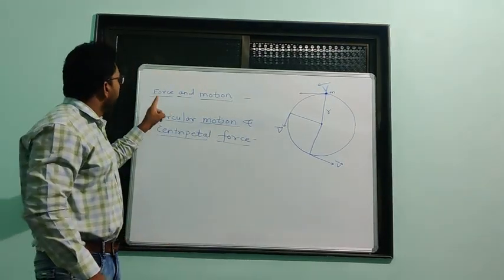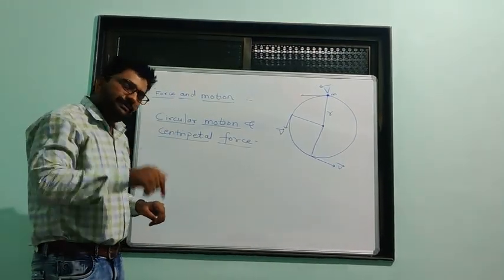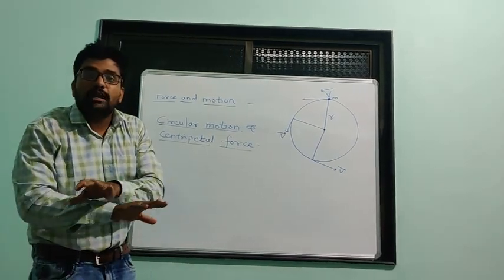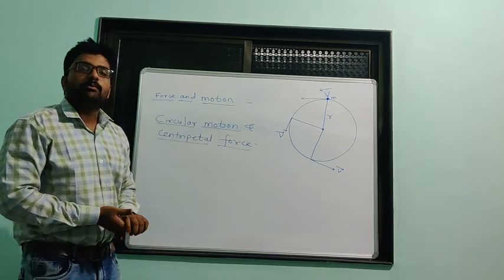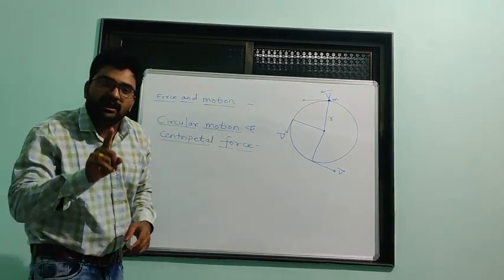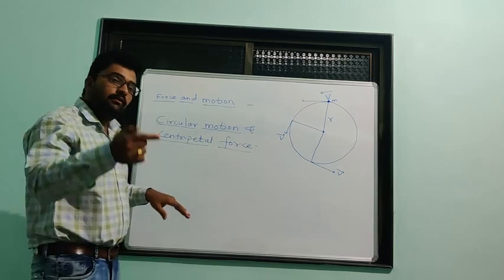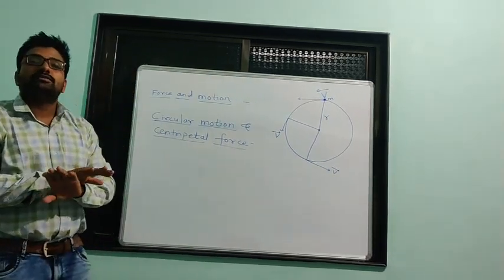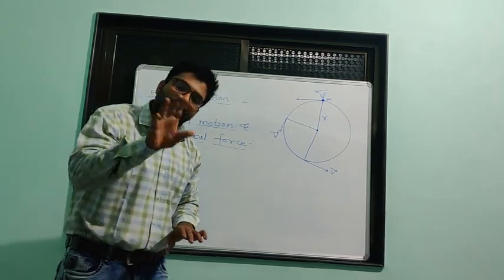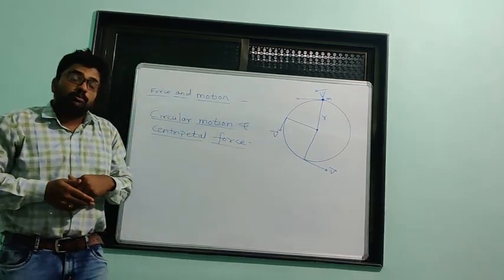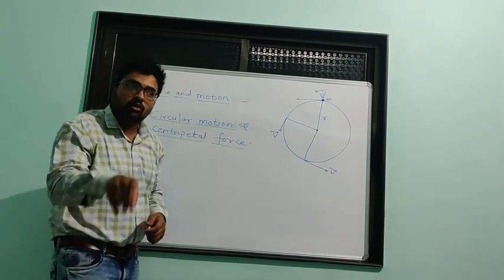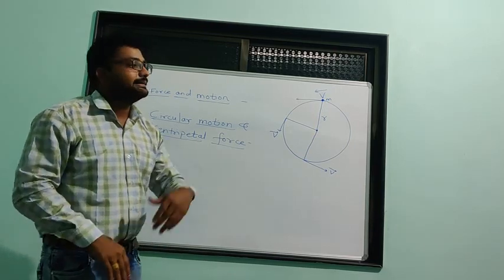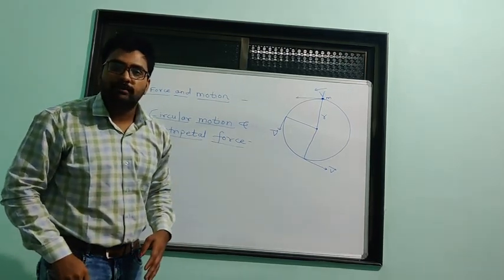So in this concept of force and motion, we understood that without force, we cannot produce motion. If we want to produce motion in a particular object, then force must be applied. Without force, motion is not possible. You have to remember that to put an object in motion, we have to apply force on that particular object, then motion is possible.